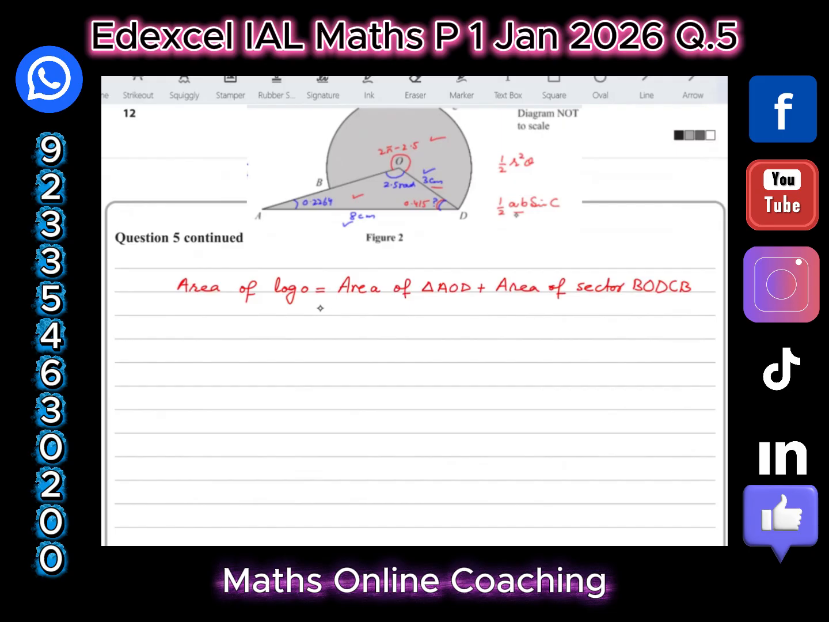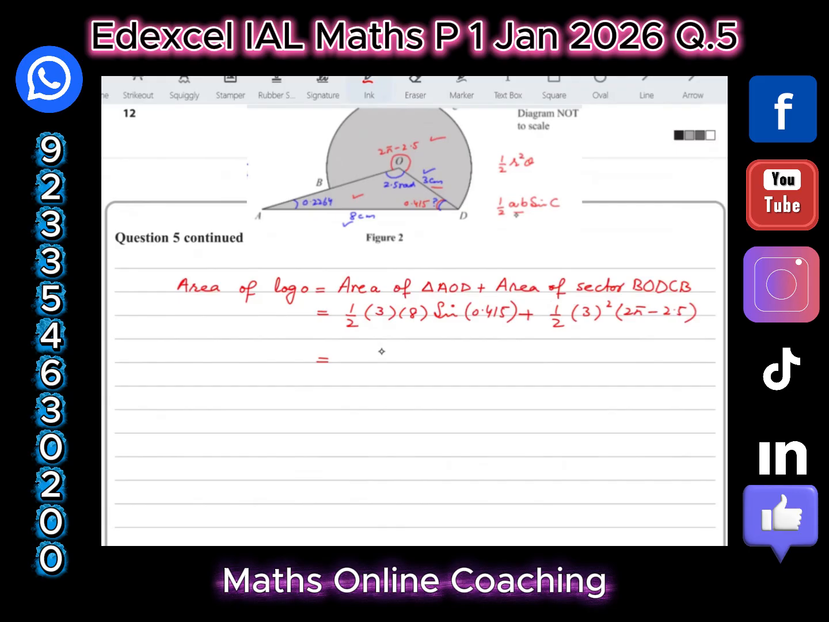BODCB. Now using the values in the formula, area of the triangle is 1 by 2, the two sides 3 and 8, sine of the angle between these two sides, which is 0.415, plus area of sector 1 by 2 square of radius, which is 3, and the angle is 2 pi minus 2.5 radians.